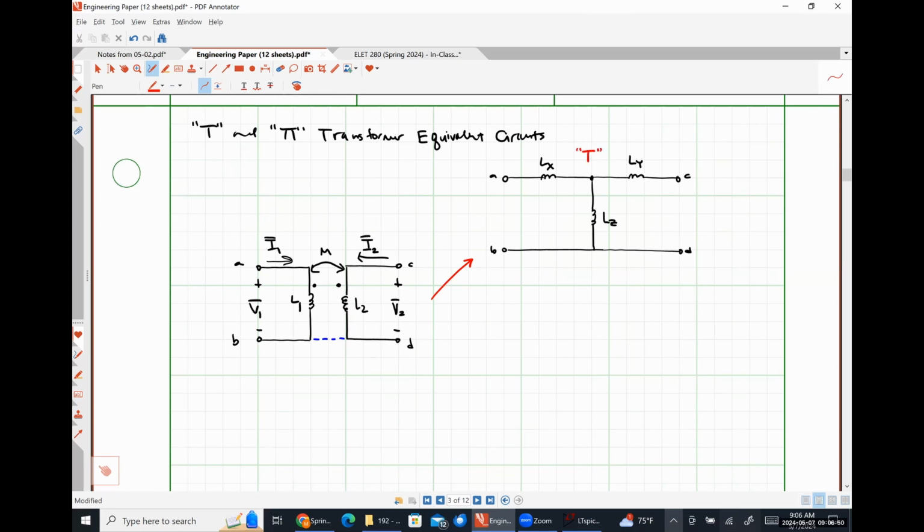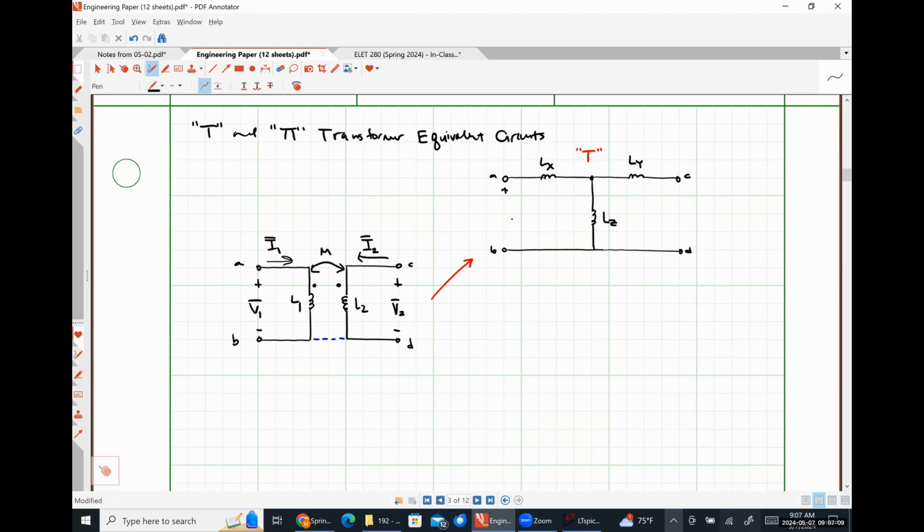So this is what we're going to call our T equivalent circuit, because if we condense that long line for B and D down to just a single node point, it would look like the letter T, and engineers are lazy. So let's specify some things here.